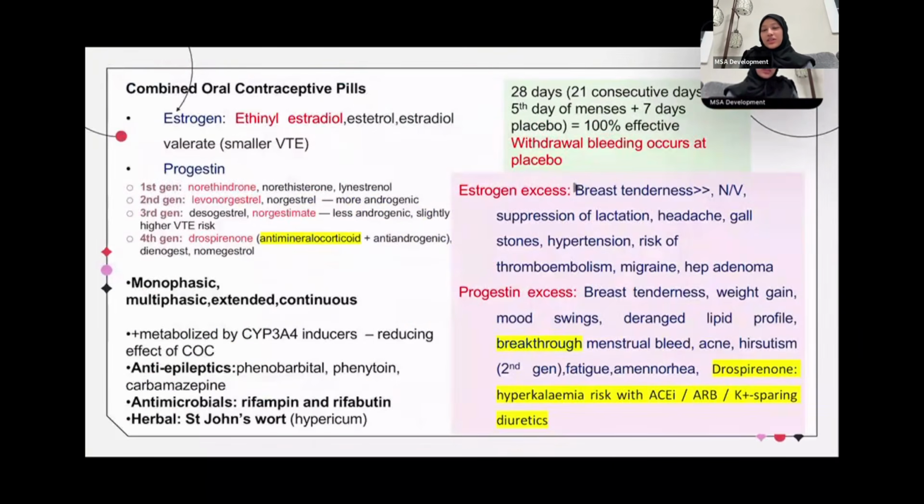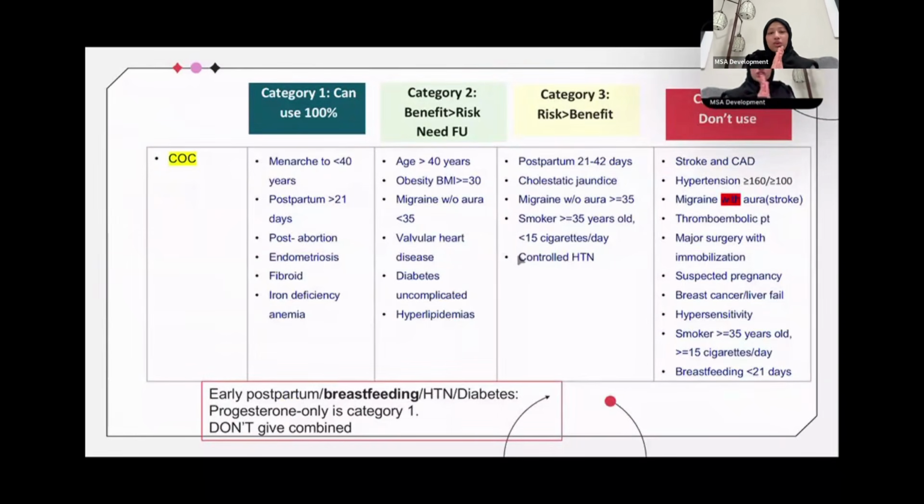Liver diseases, again, because we said they can cause gallstones and so on. Liver failure is an important thing. So, if someone is early postpartum, less than 21 days, or they are breastfeeding, or they have uncontrolled hypertension, or uncontrolled diabetes, you can give progesterone only pills. The problem is because it's combined, and estrogen increases the risk for all of these. So give progesterone only. That is category one, which means you can definitely 100% use progesterone in these patients. Only progesterone only. Do not give combined. Okay?